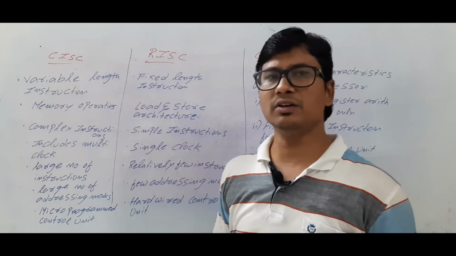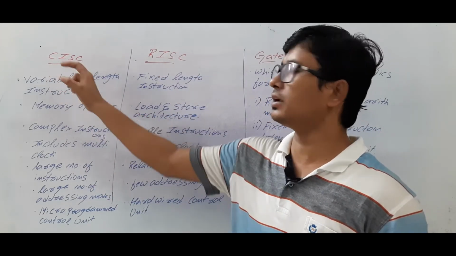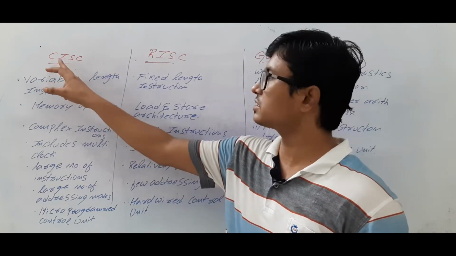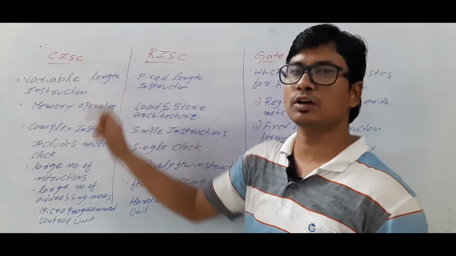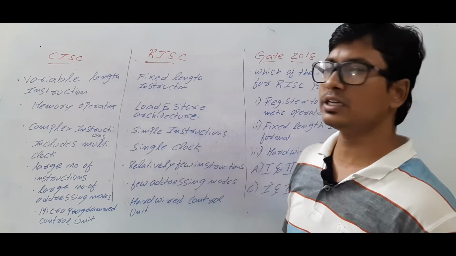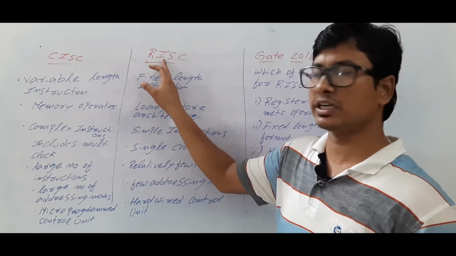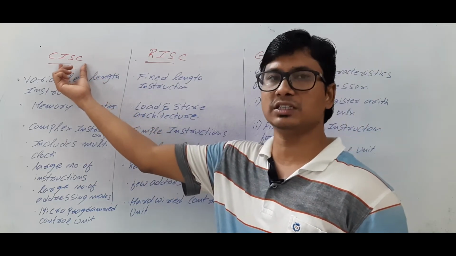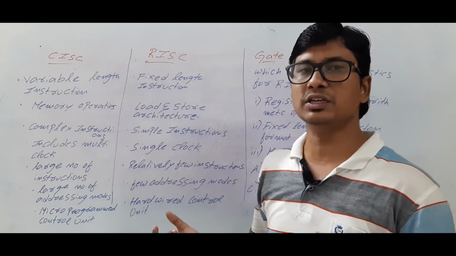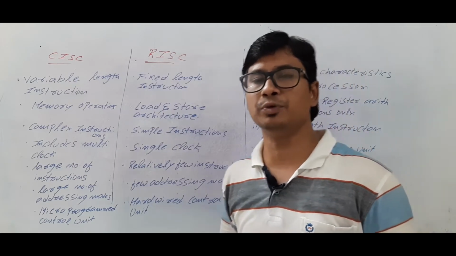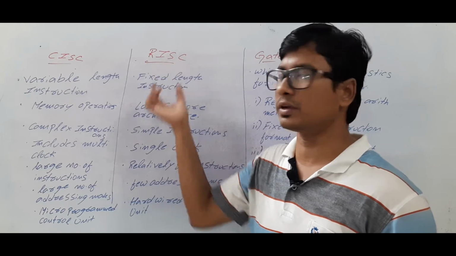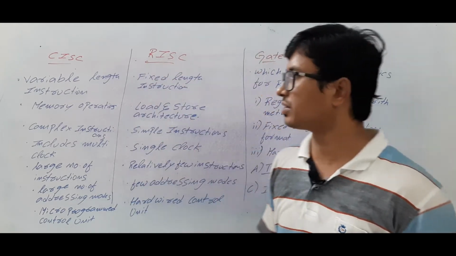Now, what is the meaning of a CISC? CISC can be explained as complex instruction set computer, whereas RISC is reduced instruction set computer. So this is a complex instruction set computer and this is a reduced instruction set computer. Which computer are we using now? We are using the reduced instruction set computer. So first let me discuss the difference.